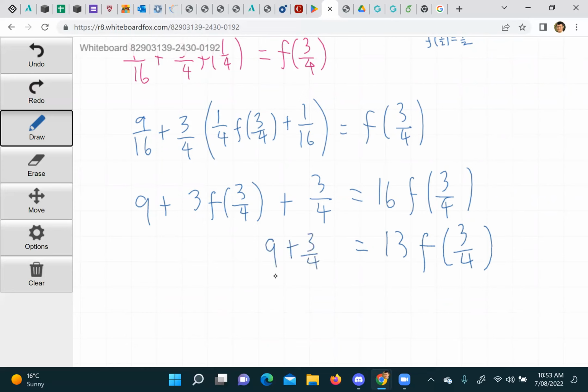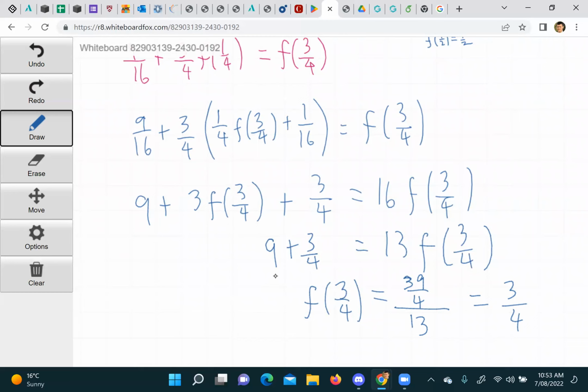That's equal to 39/4, 9 plus 3 on 4. So f(3/4) equals 39/4 over 13, and 39 is 3 times 13, so we have f(3/4) = 3/4.